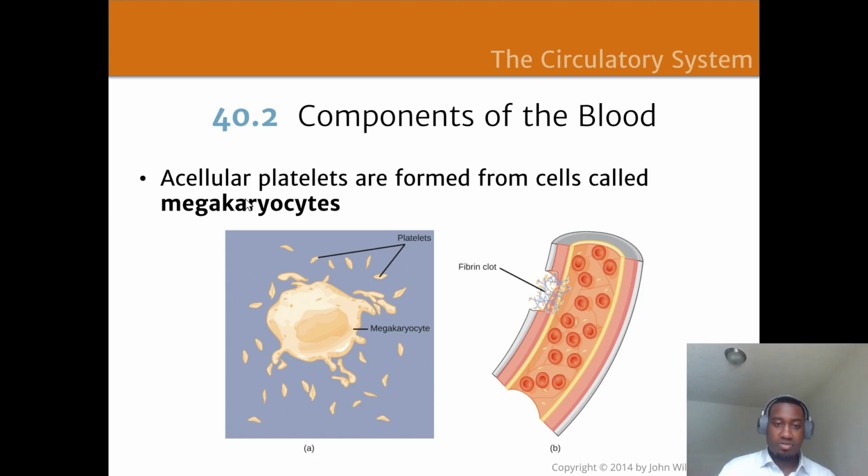And so you see here this big megakaryocyte, and then you see the little platelets that fall off from it. Then they go out to the blood, and they find the injury in the vessel because they're already circulating throughout your blood, and they clot it, and you stop bleeding. All right.